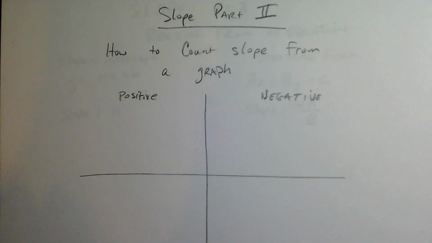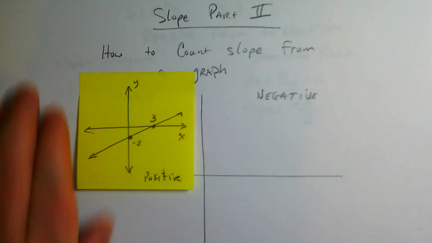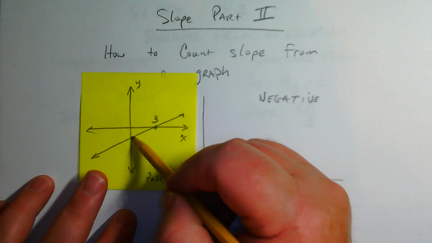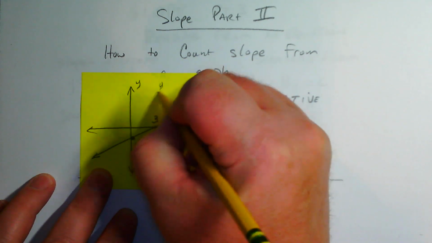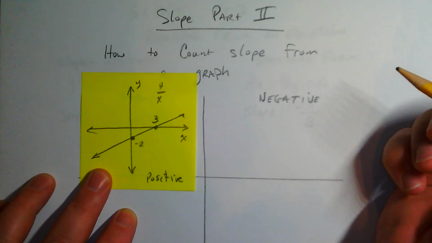All right, let's talk about counting slope, right? So if you had a graph and you needed to count the slope, here's what you do. You find 2 points where you can count in between. So like between here and here. And what you're going to do is you're going to count the y, and that's going to be your numerator, the top number, and you're going to count the x, and that's going to be your denominator.